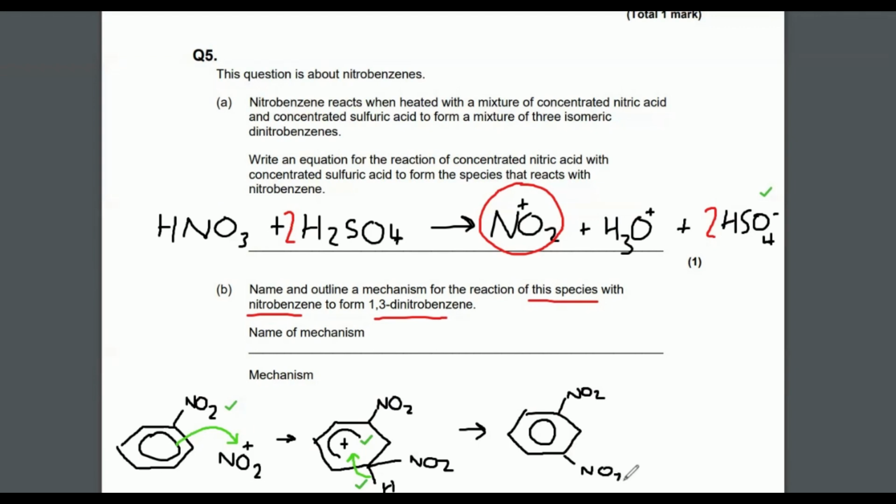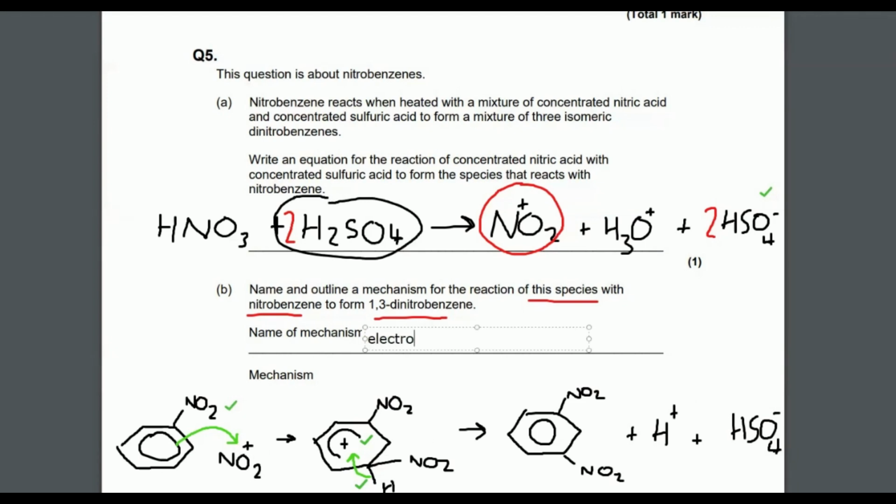You don't get any marks for this normally in a mechanism. This is showing the final product. You won't get marks for that, but that's your 1,3-dinitrobenzene. Of course, that hydrogen ion that's been released is going to later on join with the hydrogen sulfate from up above in the first reaction and reform sulfuric acid, which proves that sulfuric acid is a catalyst in that first reaction.